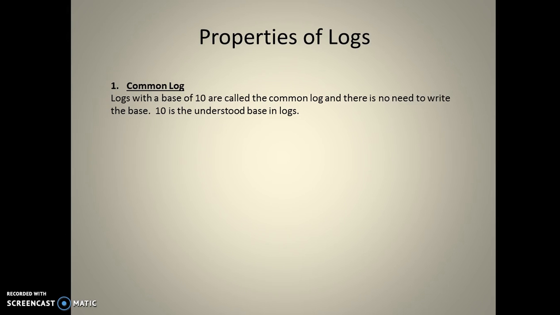Alright, some of the properties of logs. The first one is the common log. Logs with a base of 10 are called the common log, and there is no need to write the base of 10. 10 is like the understood base in logs. Okay? So log with base 10 of x, you can just simply say it's log of x. There's no need to write the little 10. Also, if you don't see a little 10, it's understood that the base is 10. So it's something you'll need to know.